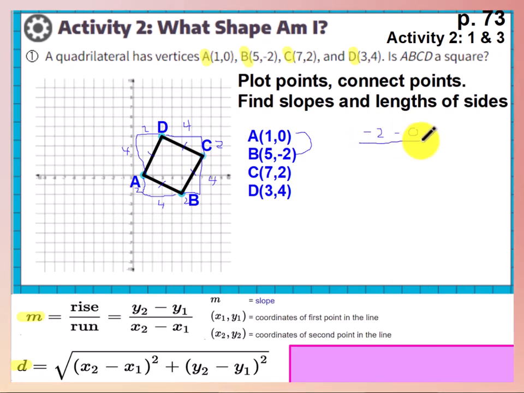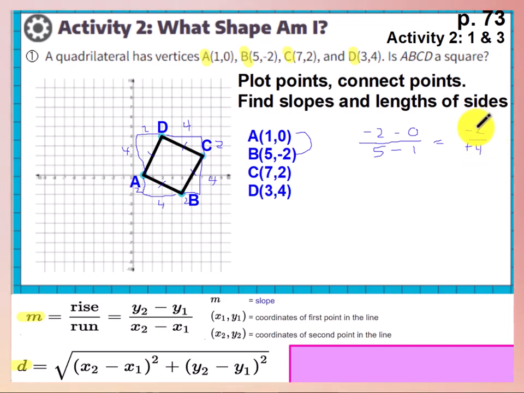And now we're going to find the difference of our x's. Go back to the point that you started with, point B, 5 minus 1. And that will give us the slope. -2 minus 0 is -2, and 5 minus 1 is +4. Don't want to rush because I'll get my signs wrong.